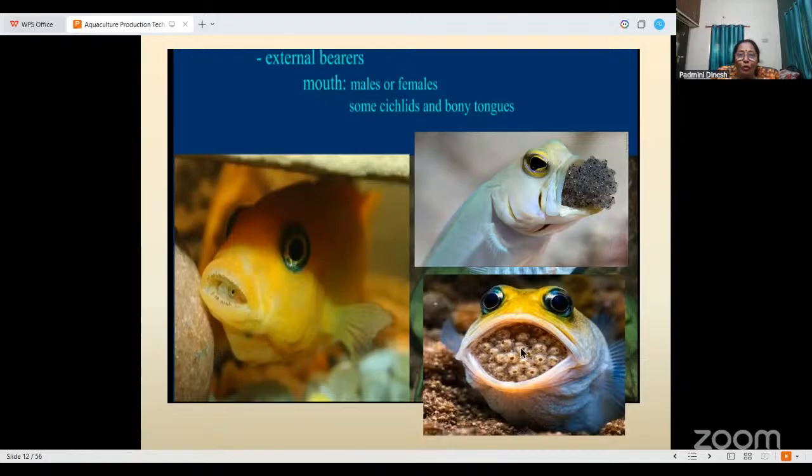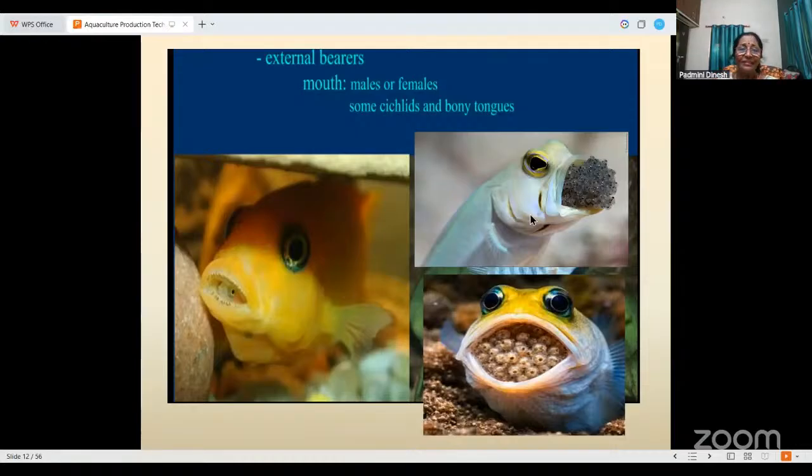Here again, mostly males, very few females, carry the eggs in the mouth. And when they carry eggs in the mouth, you will be wondering, won't they eat them away? Yes, they never eat them. Mostly the males have this in their mouth, and the males are not going to eat any food until the eggs hatch. So they go into a fasting period where they don't eat food at all during that time. So that is the importance and the beauty of the fishes.